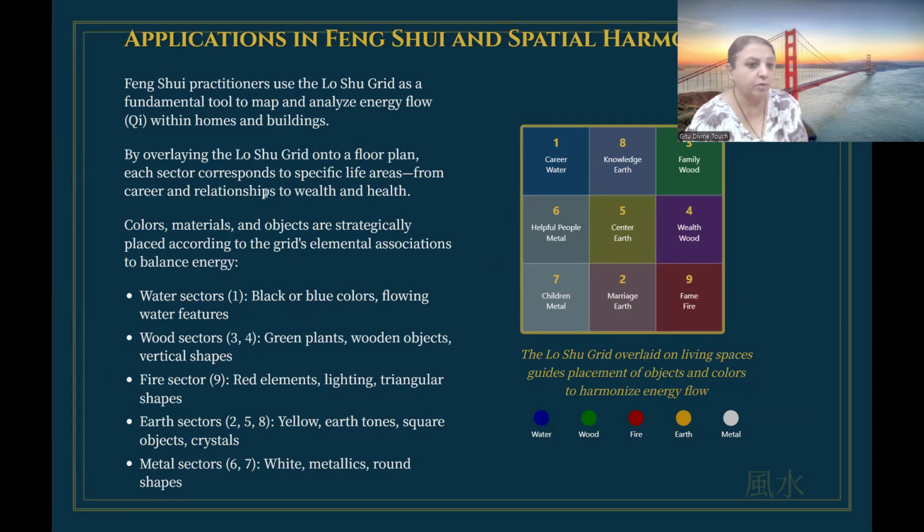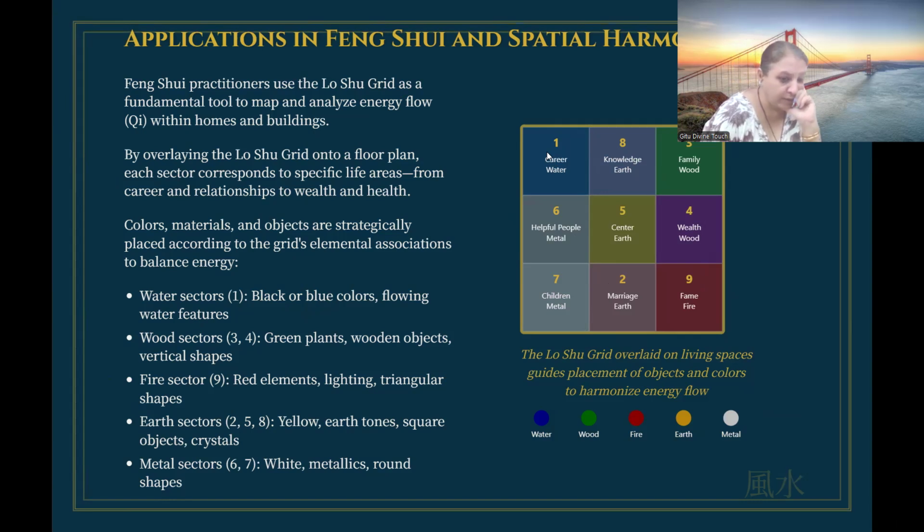So now, Feng Shui practitioners use the Loshu grid as a fundamental tool to map and analyze energy flow within homes and buildings. So we apply this in our home. You have to remember that one is north, nine is south. Now water sectors are black or blue colors. You see blue color here, one, that is the water color.